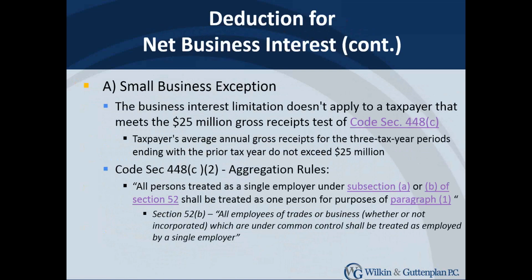The small business exception applies to a taxpayer that meets the 25 million gross receipts test, and that test is that if the taxpayer's average annual gross receipts for the 3 tax year periods prior to this year do not exceed 25 million. And if the aggregation rules apply, then all persons treated as a single employer, you have to combine all common ownership and look at it as one.